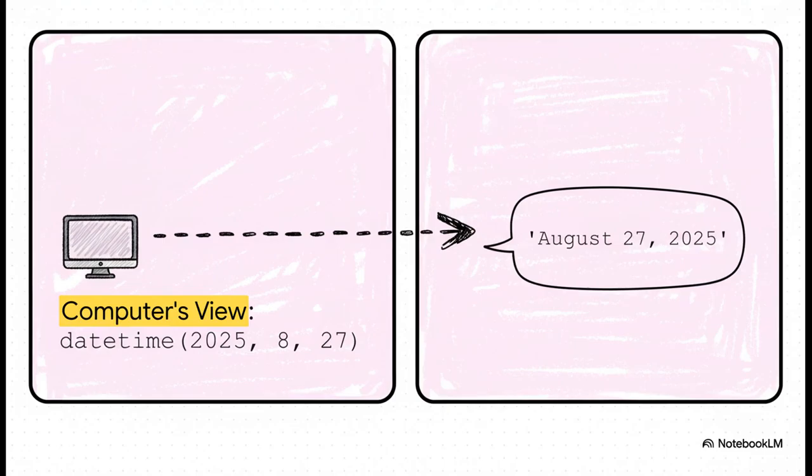And this right here, this is the core of the whole problem. On one side, you've got the computer's perspective, a perfectly structured, logical datetime object. And on the other side, you've got how we read it. Just a simple string of text, like August 27th, 2025. The entire game is just about translating between these two worlds.